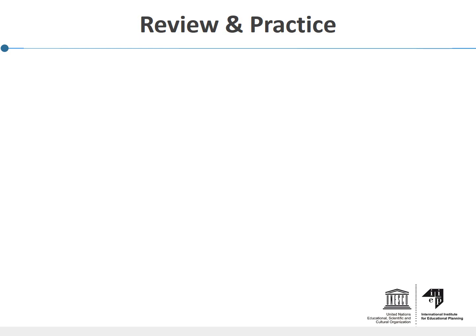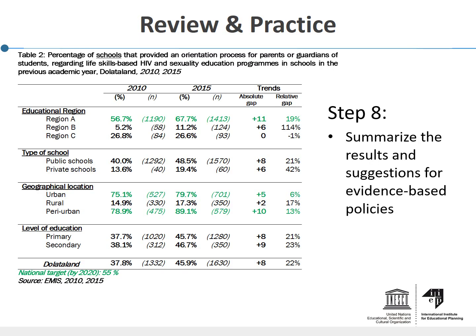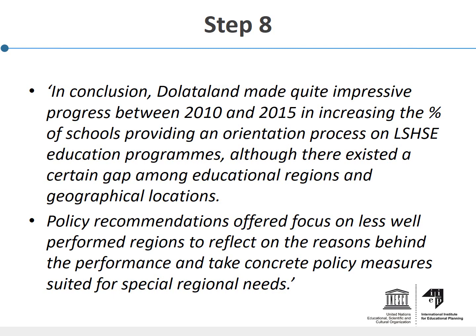Now move to step 8. Put the video on pause and summarize the results and suggestions for evidence-based policies related to the orientation sessions offered to parents and guardians on life skills-based and sexuality education in Daughterland. Once finished, you can continue to watch the video. You can now check the results in the next slide. Based on the hypothetical data on indicator 4, the narrative paragraphs for summarizing results and suggestions for evidence-based policies could read as follows.